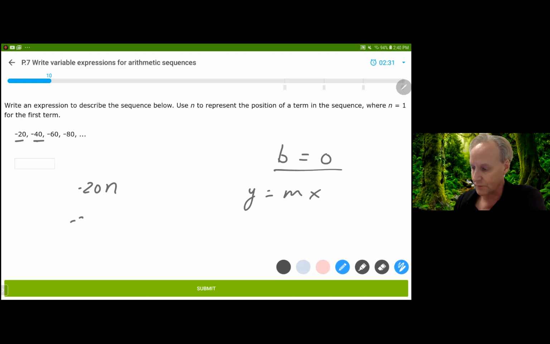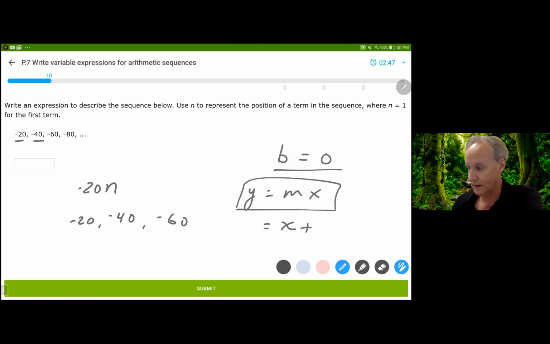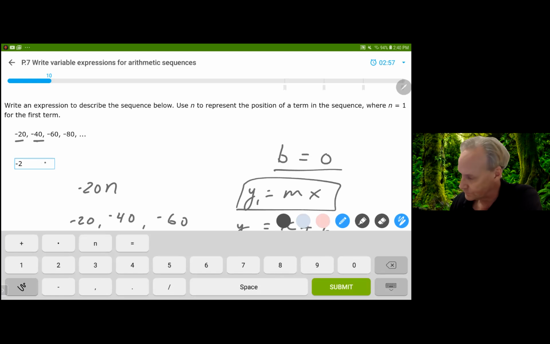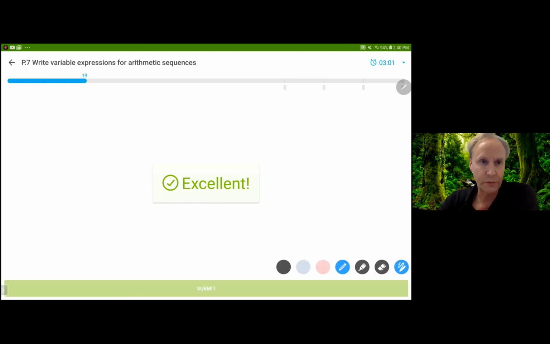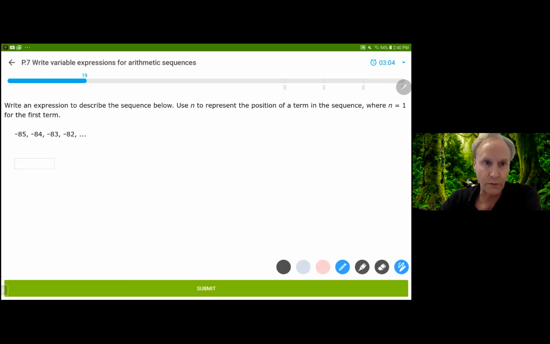And that's going to give you -20 for the first term. And then when you put n equal to 2, you get -40. And when you put n equal to 3, you get -60. So these are the only two expressions that they're talking about, mx or x plus b. These are the two types of y values that they're talking about, or in this case, n values. So this is going to be -20n. Maybe they'll give us a more interesting one at the end, but I suspect they won't.